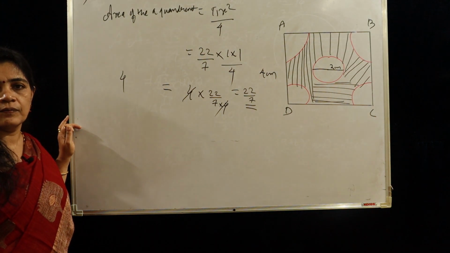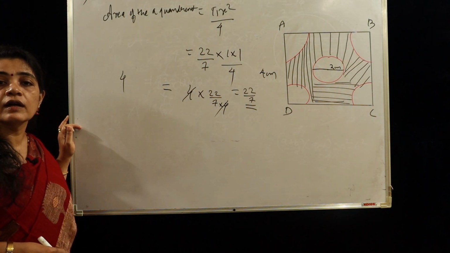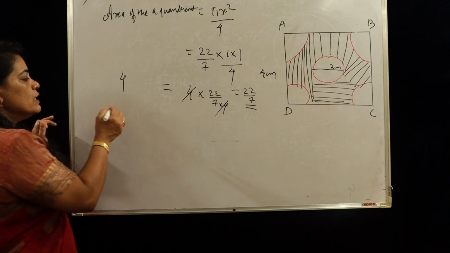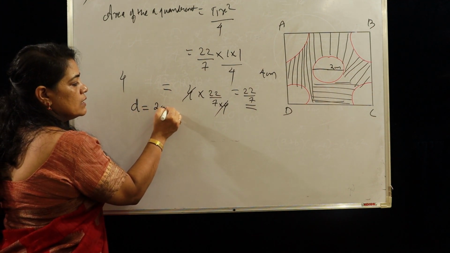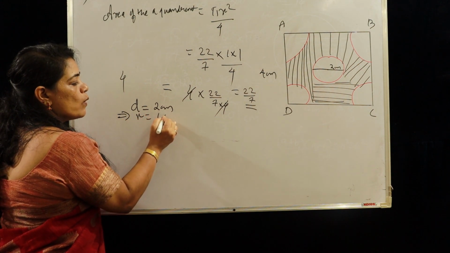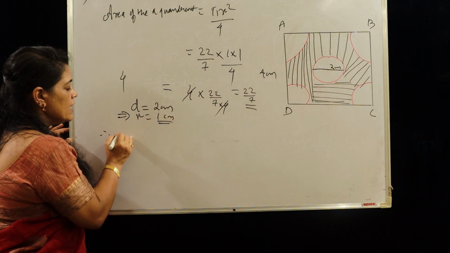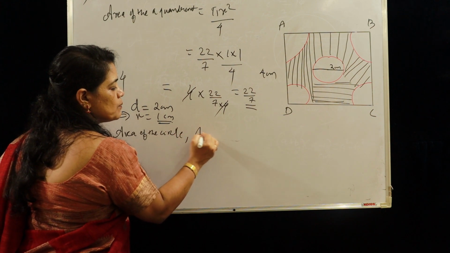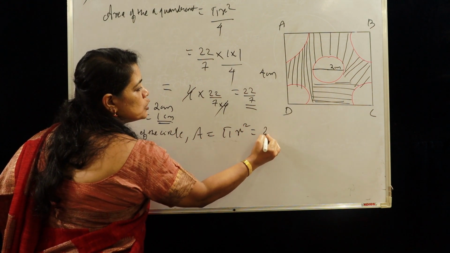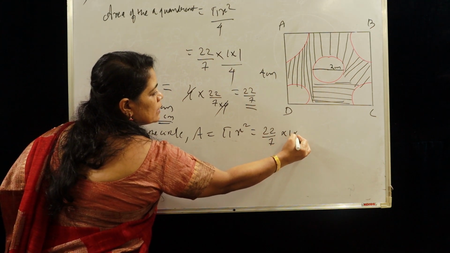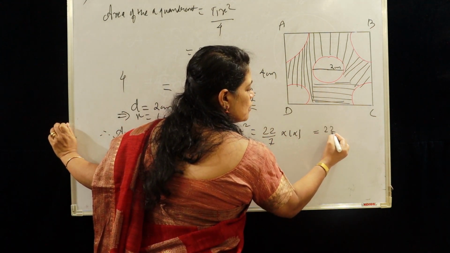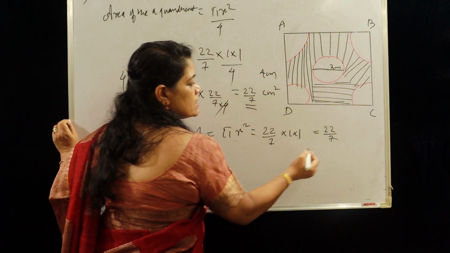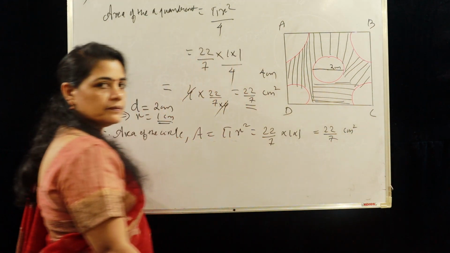So 22 by 7. And also a circle of diameter 2 centimeter, so its radius will be 1 centimeter. Diameter of the circle is 2 centimeter implies r is equal to 1 centimeter. Therefore the area of the circle, that is pi r square, is 22 by 7 into 1 into 1. So this is also 22 by 7. This is the area of 4 quadrants and this is the area of the circle.